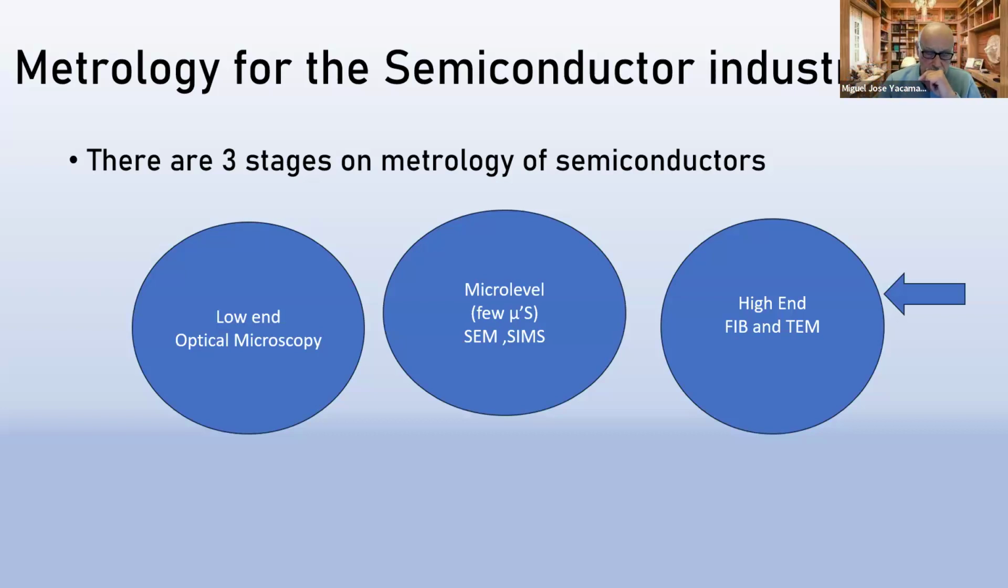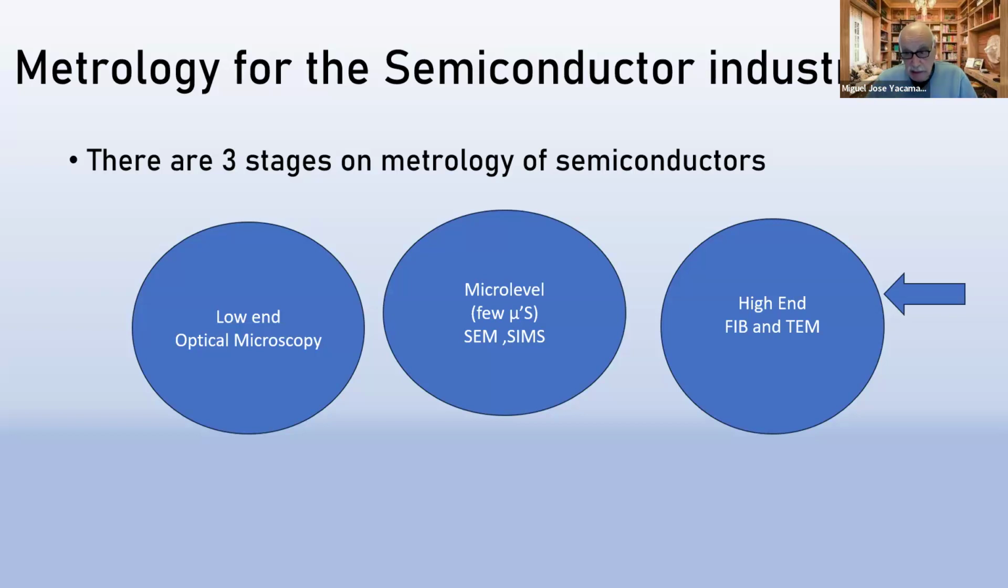And I would like to mention that there are three different levels of metrology. The low end, that we call low end, means that we're looking at things of millimeters, centimeters probably, and we do it with an optical microscope or other means. And that's a first step of quality control. In a second step, we go to the micro level, which is only a few microns the size. And there are two techniques which are used, scanning electron microscope and secondary ion mass spectroscopy, which is used to get the chemical analysis of the sample.